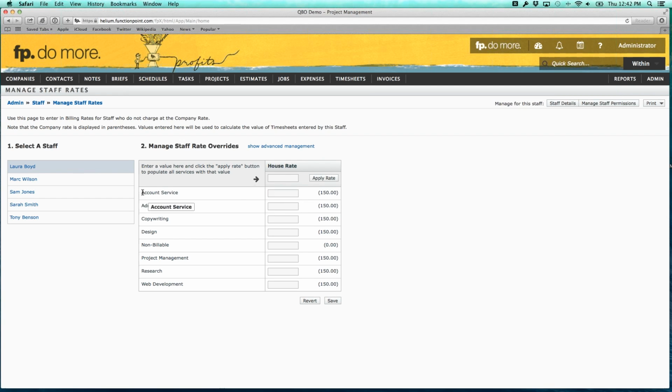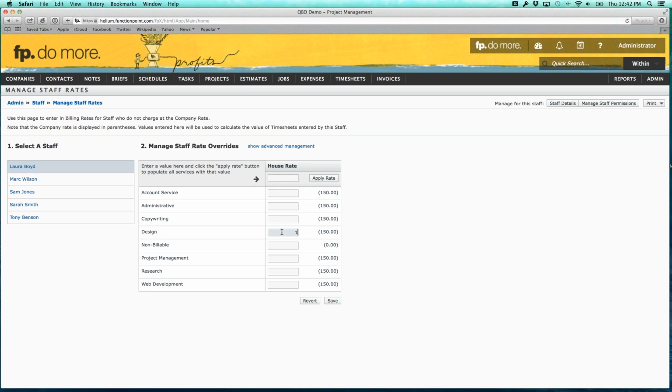So Laura Boyd, if she puts a timesheet to account service, the system is going to look to this box. If it does not find anything, it's going to look to this value, which is the rates that we just put into the apply rates and services page, or the service rates and markups. So it's going to look here. Essentially, if you do not have staff rates, every box should be blank.